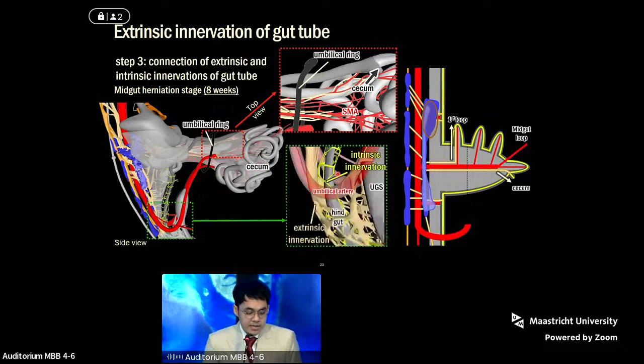Moreover, at this stage, at the level of the hindgut, there is also the connection of the extrinsic system here and the intrinsic system in the fluorescent green. So both above and below the bifurcation of the umbilical artery, there is a connection here.